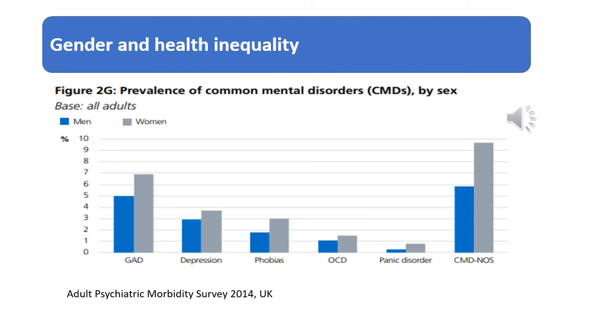Another aspect of gender differences and health inequality is the difference in the prevalence of common mental disorders in men versus women. As you can see, more mental diseases were diagnosed in women compared to men based on the Adult Psychiatric Morbidity Survey.